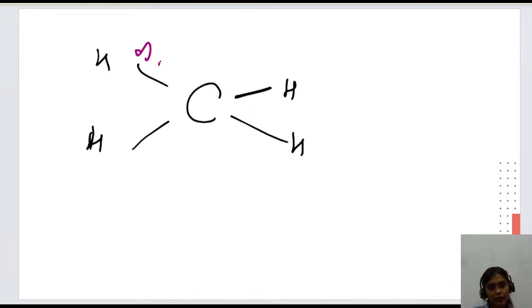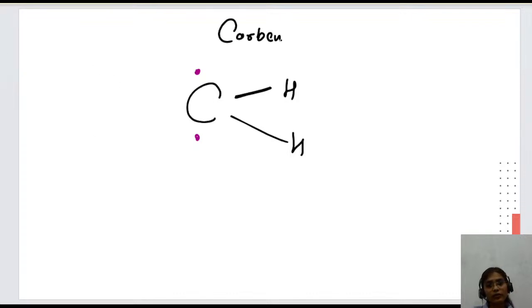Let's suppose this is how the homolytic cleavage happens, on one carbon, and there is one electron there. So let me just erase this. Okay, so this kind of intermediate is known as carbene. You can say that carbon has a lone pair.